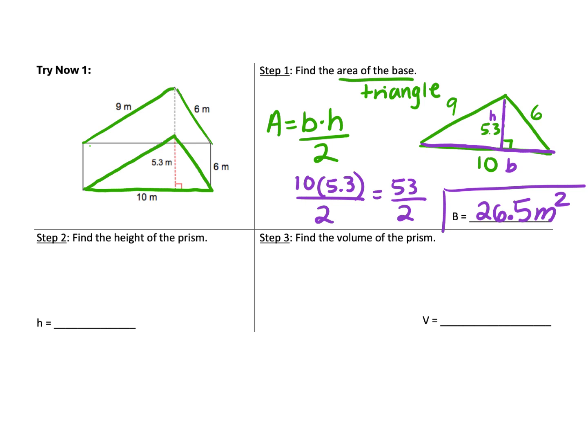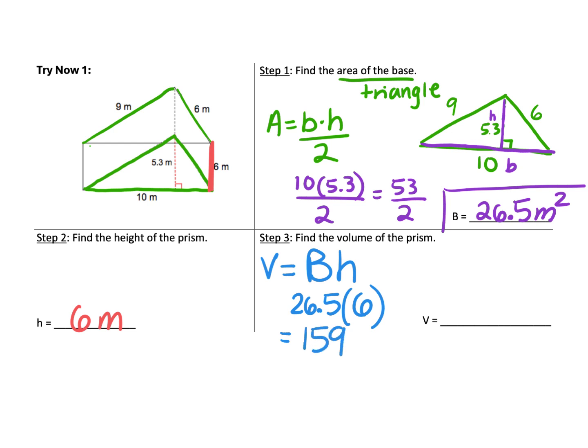Now, the height of our prism is the distance between the 2 triangular bases, so you can see that's 6 meters. And with that, we can calculate the volume. The volume of my prism is the area of the base, 26.5, multiplied by the height of our prism, 6, and then 26.5 times 6 is 159. So that makes our volume 159 cubic meters.